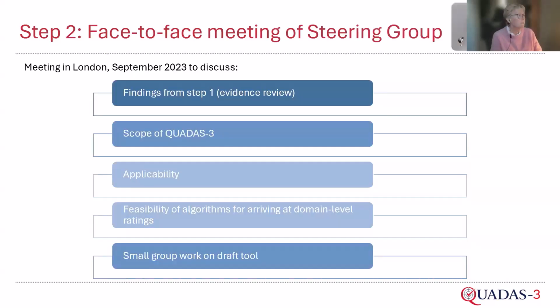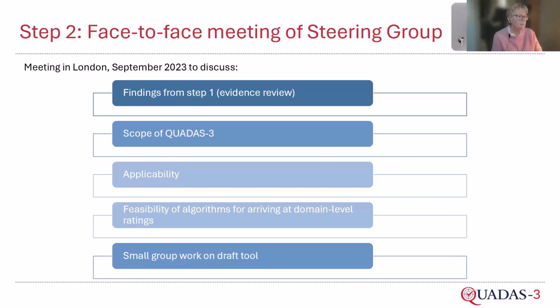In the face-to-face meeting of the steering group, so step 2, we reviewed the evidence from the previous step, and we used that to help us decide what the scope of QUADAS-3 would be. We considered whether we should continue to include applicability assessment within the tool. So QUADAS is a tool to assess risk of bias and applicability. So it's a quality assessment tool, not just a risk of bias tool. We decided to retain applicability whilst recognising that we probably need more empirical evidence around that area.